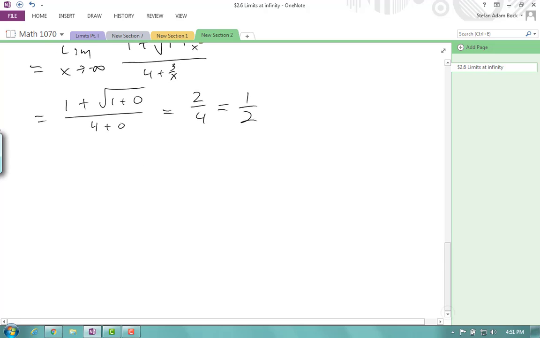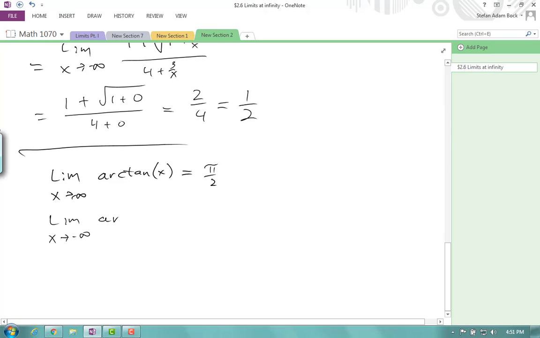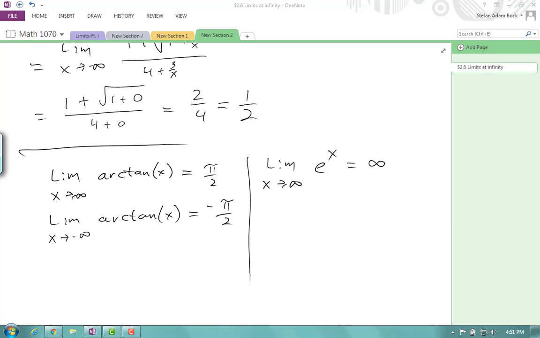So some additional facts that will help you evaluate some of the weirder limits. The limit as x goes to infinity of arctangent is equal to pi over 2. The limit as x goes to negative infinity of arctangent is negative pi over 2. But also the limit as x goes to infinity of e to the x, or in general any exponential function, that's not even an asymptote, that's infinity, it goes up forever. But the limit as x goes to negative infinity, that actually goes to 0.